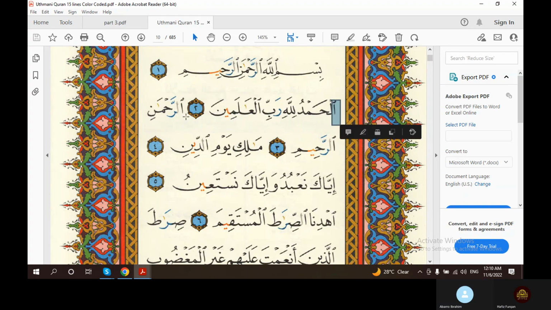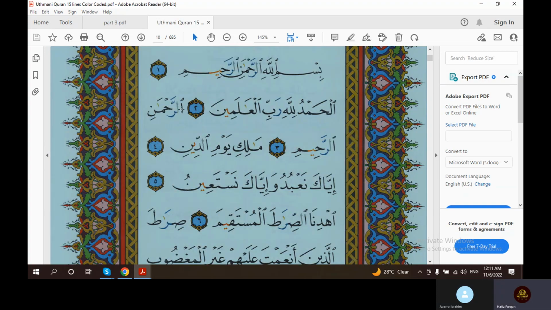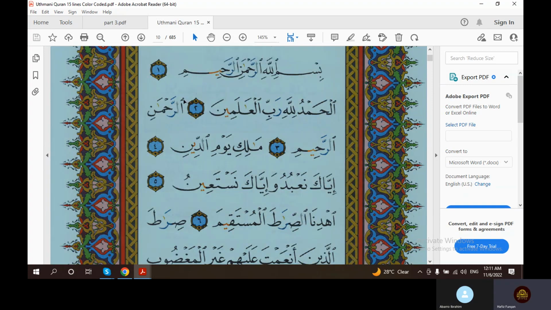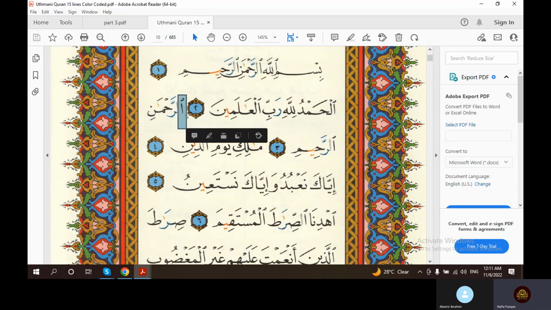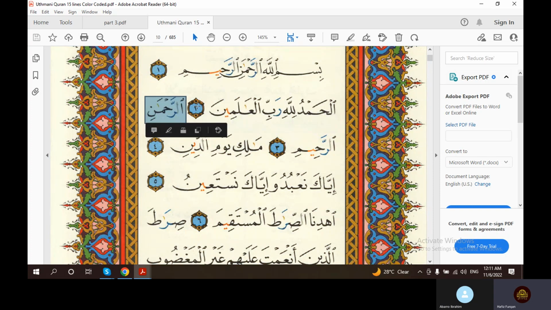Yes. Do you read this Hamzatul Wasl? No. Why? Because it's in the middle. But that's in the starting of the word. Do you see that sign? It's a stop sign. When we stop at that, the next word is starting after this.